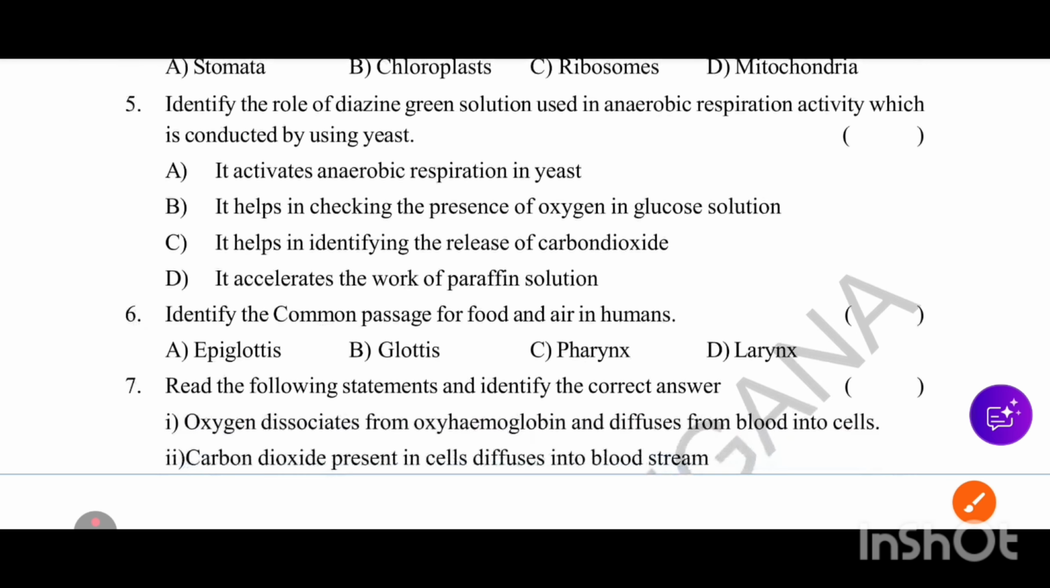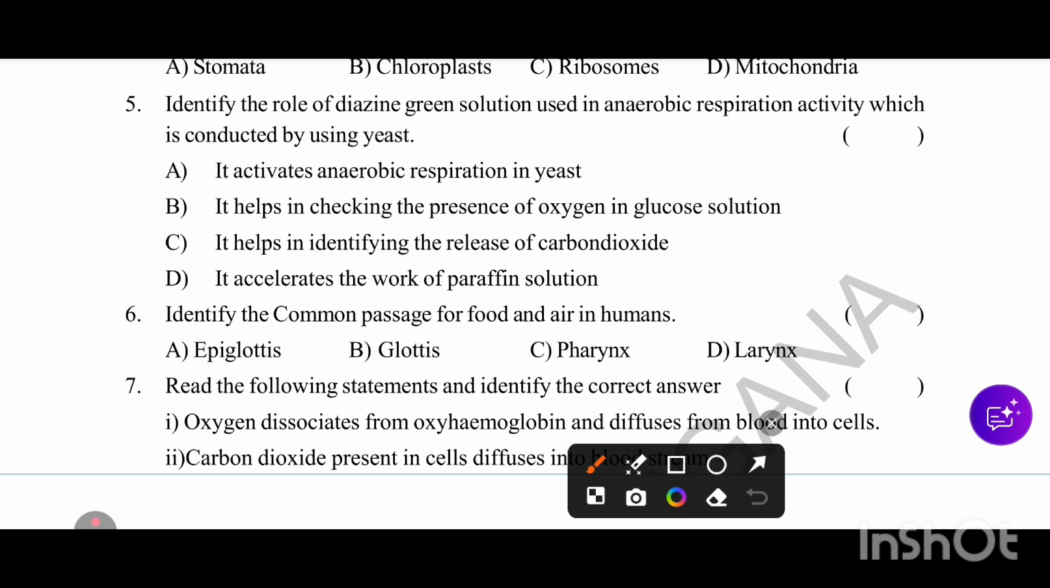Next, the fifth question. Identify the role of diazine green solution used in the anaerobic respiration activity conducted using yeast. I will repeat the question. Identify the role of diazine green solution used in anaerobic respiration activity using yeast. The right option is that it helps in checking the presence of oxygen in the glucose solution. The right option is B.